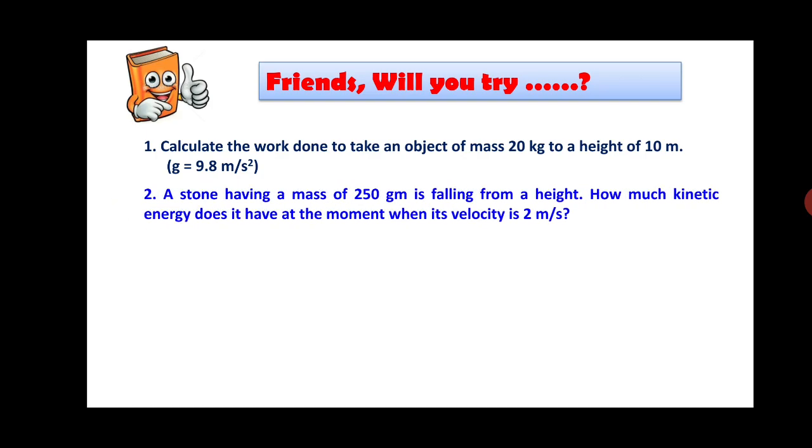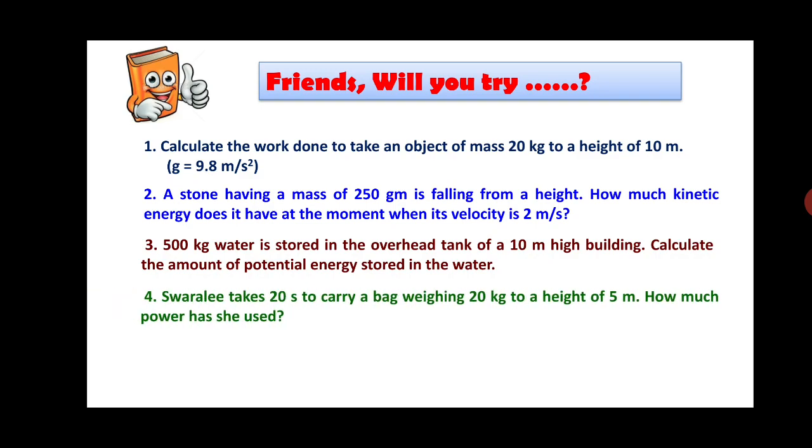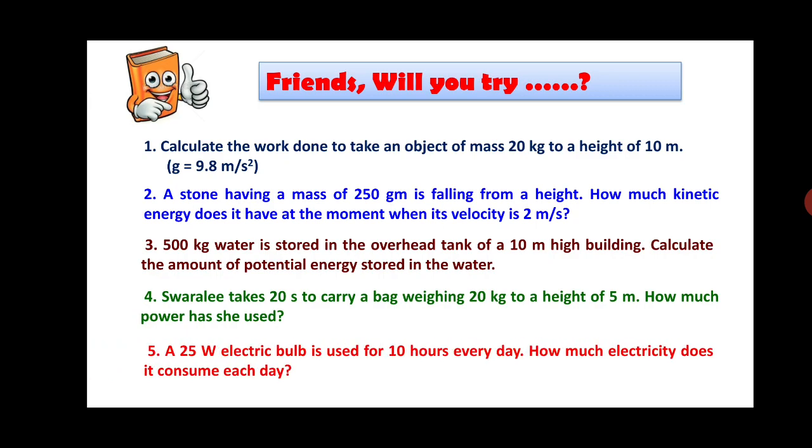A stone having a mass of 250 gram is falling from a height. How much kinetic energy does it have at the moment when its velocity is 2 meter per second? 500 kg of water is stored in the overhead tank of a 10-meter high building. Calculate the amount of potential energy stored in the water. Swarali takes 20 seconds to carry a bag weighing 20 kg to a height of 5 meters. How much power has she used? A 25 watt electric bulb is used for 10 hours every day. How much electricity does it consume each day?